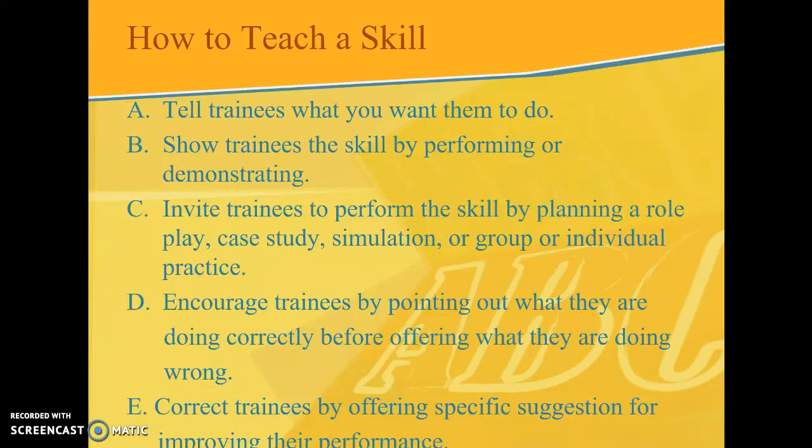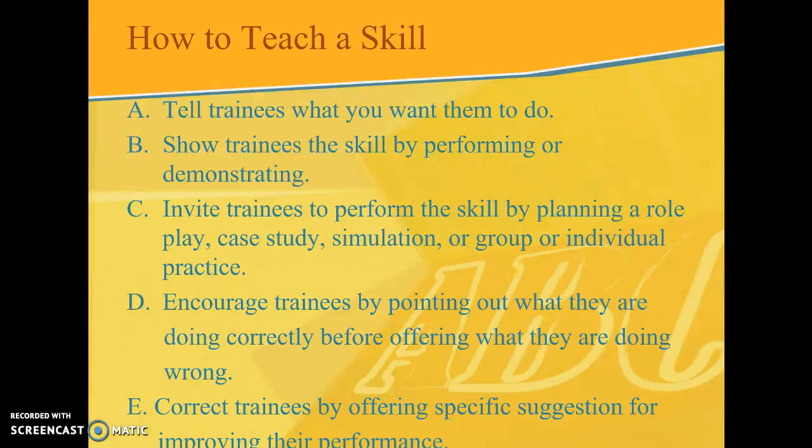When you're teaching a skill, you want to think about these 5 elements. Tell the trainees what you want them to do. Show the trainees the skill by performing or demonstrating. Invite the trainees to perform the skill. Encourage the trainees by pointing out what they are doing correctly before what they are doing wrong. And then correct the trainees by offering specific suggestions for improving their performance.